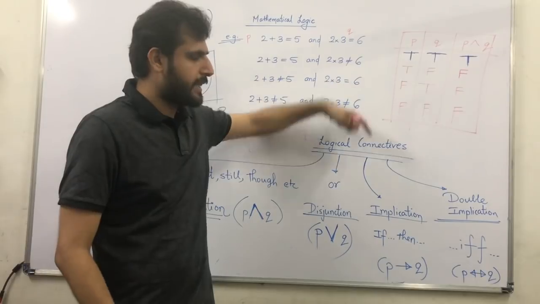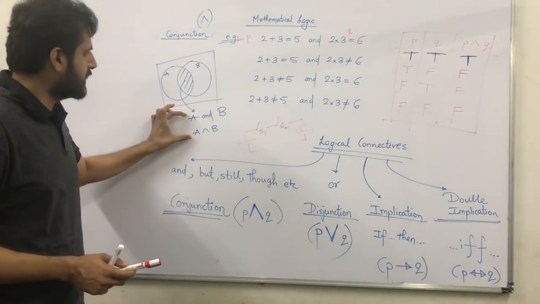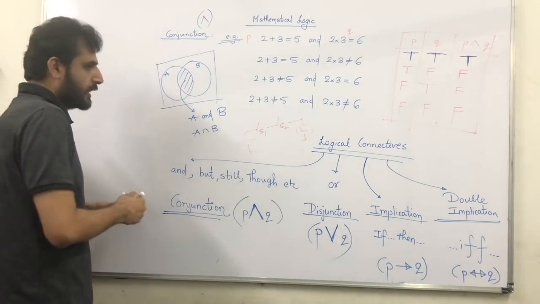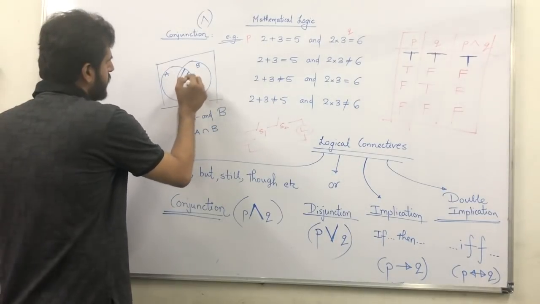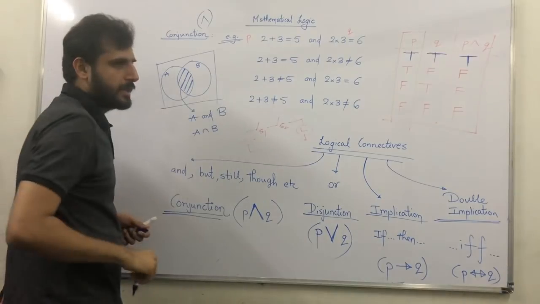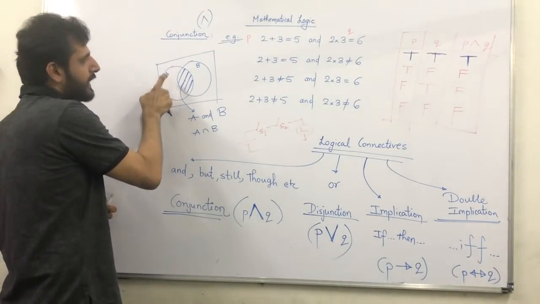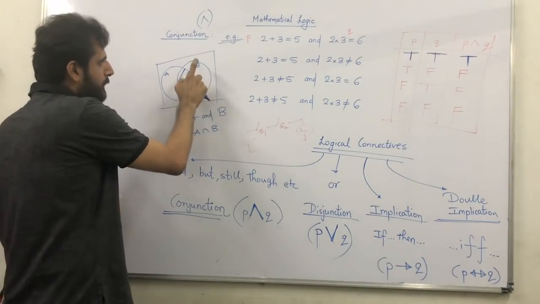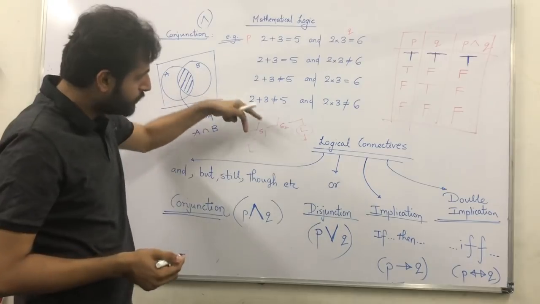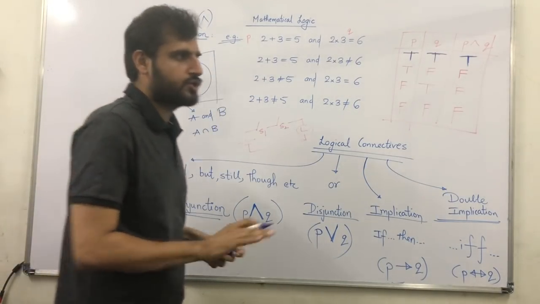Otherwise, you have to take it as a false statement, because for the compound statement to be true, this is the region where I'm shading. In set theory, your elements should be part of both A and B at the same time. You can't say this region belongs to the intersection. This is only A. That won't work. Only B will not work. It has to be both A and B. It has to be both the switches closed. Okay, so that is conjunction.